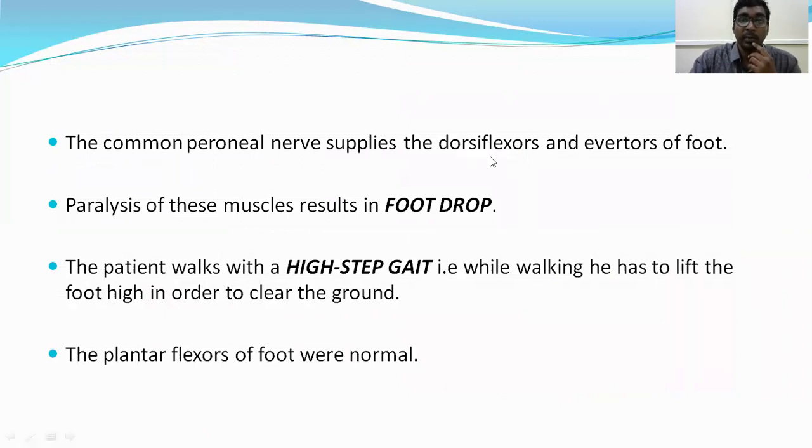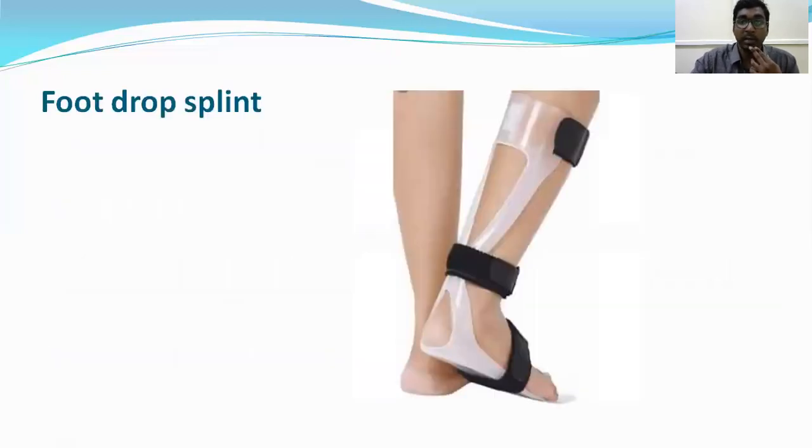The common peroneal nerve supplies the dorsiflexors and evertors of the foot, and paralysis of these muscles results in foot drop. So the patient walks with a high stepping gait like this. You have to clear the floor by flexing the leg. This is called high stepping gait. While walking, he has to lift the foot in order to clear the ground. The plantar flexors, supplied by the tibial component, are usually not affected. This is the foot drop splint. This is a static foot drop splint, which we apply in case of foot drop.